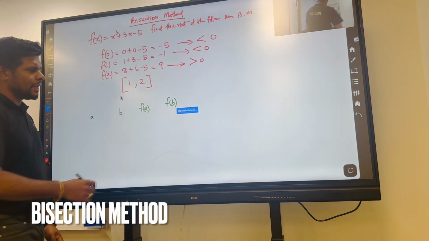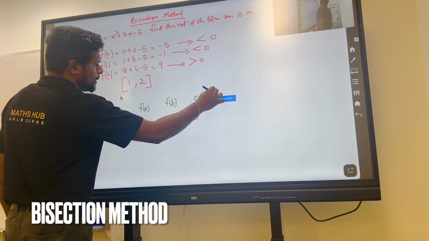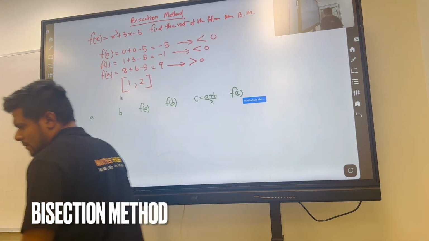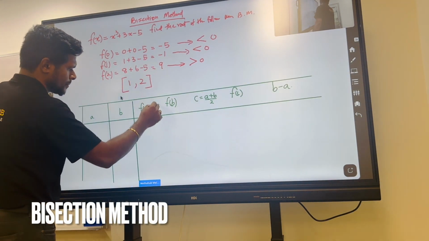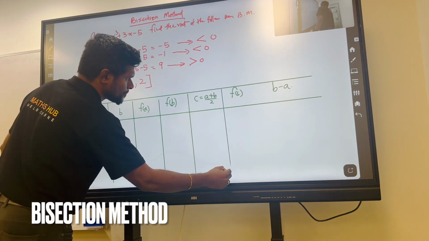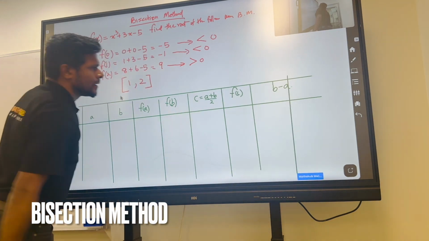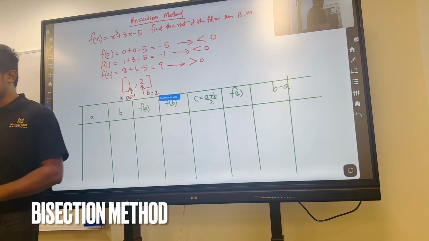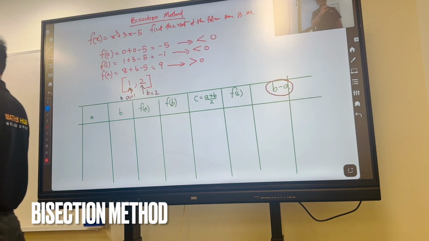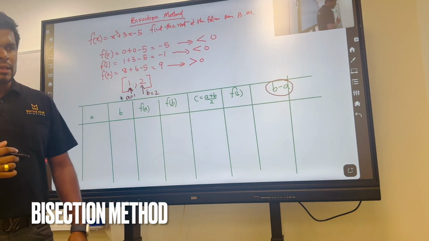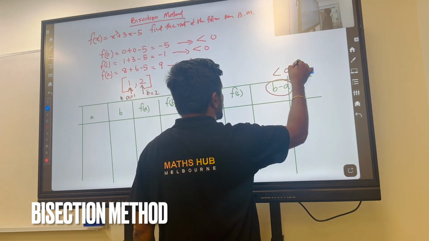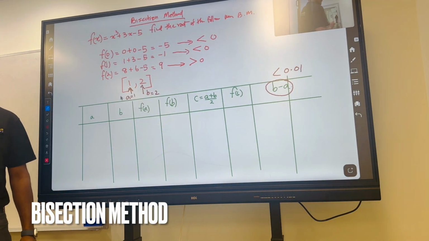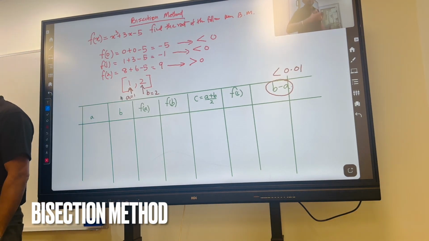What else we have? C. C is A plus B over 2. And we need FC. Right, understand, right? So now we'll take B equals 2. Now can someone tell me? So that is the one we are looking at. So remember this value: if it is less than 0.01, we can actually stop doing it. Understand, right? So it is a must. We don't need to go any further.